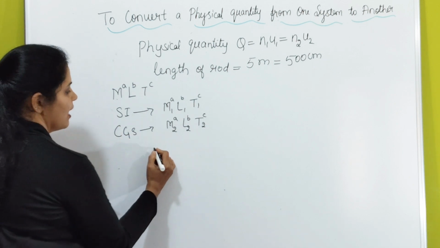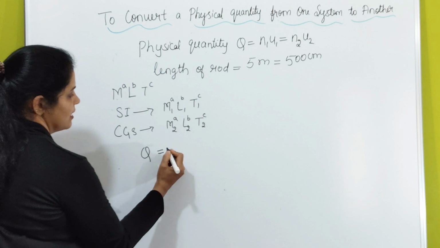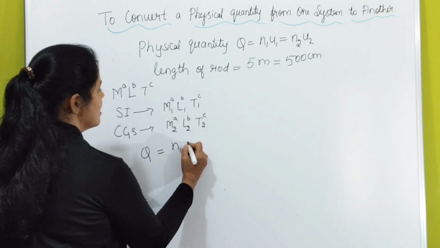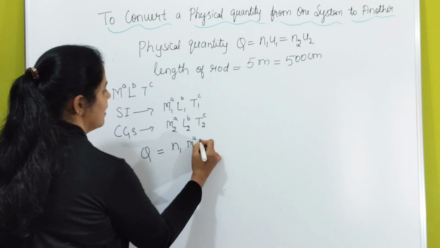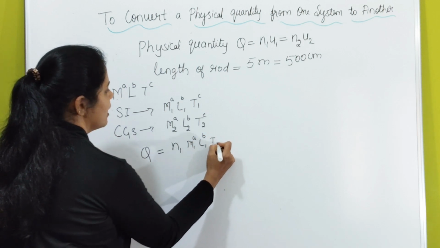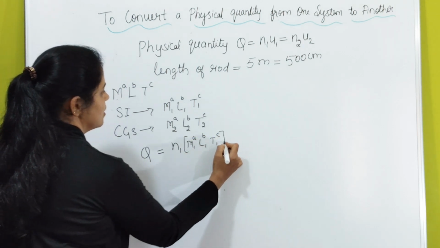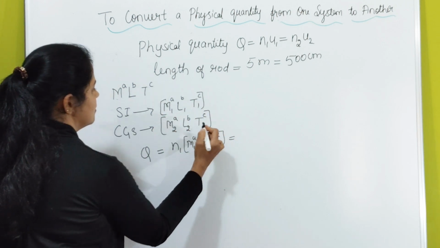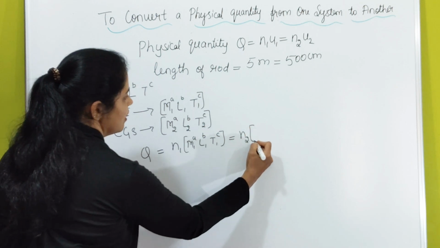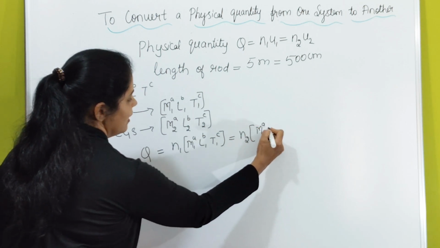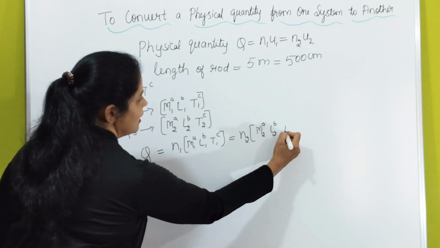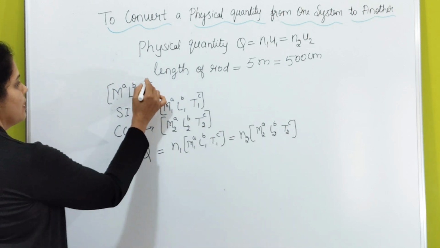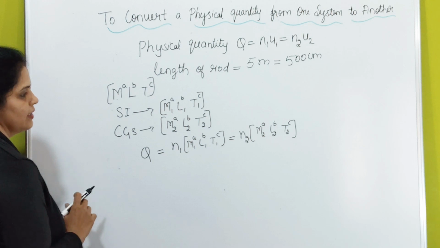That means we can write physical quantity like this. N1 into, how to write U1? U1 is M1 to the power A, L1 to the power B, T1 to the power C. Okay, that is equal to N2 into M2 to the power A, L2 to the power B, T2 to the power C. Right? So this is a dimensional formula of a given physical quantity.